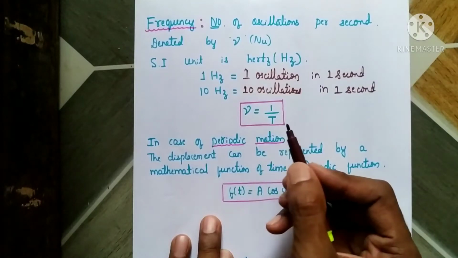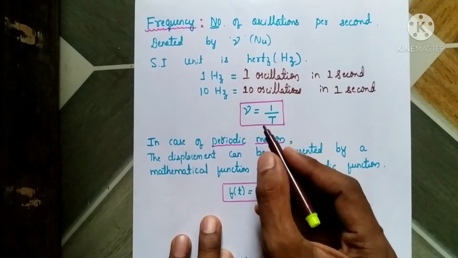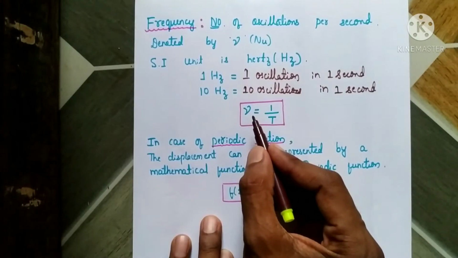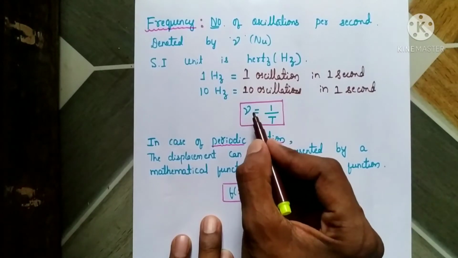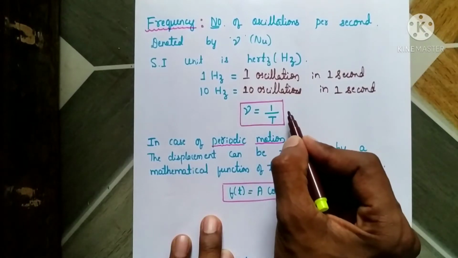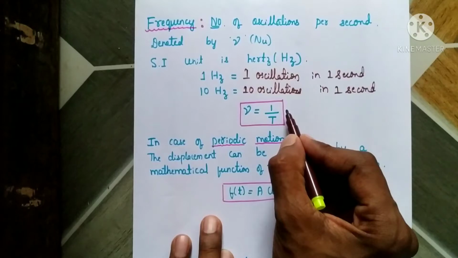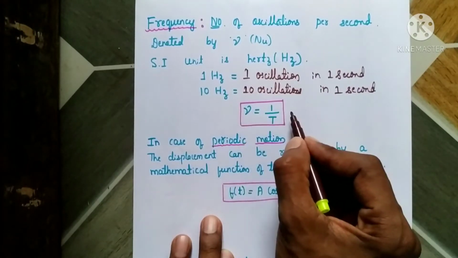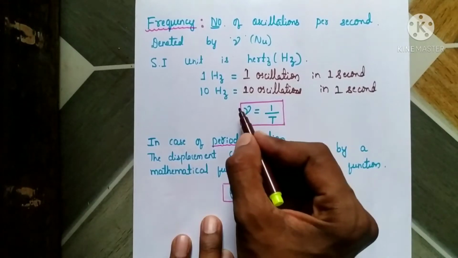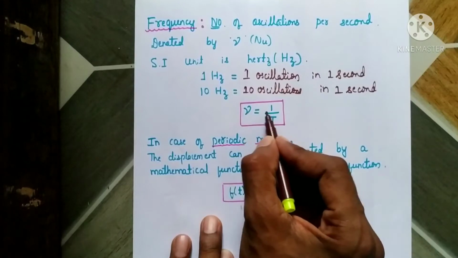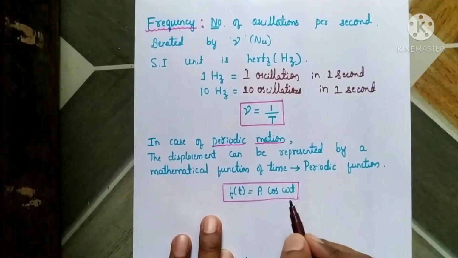And the relation between frequency and time period is that they are inversely proportional to each other, so we can write nu equals 1 by T. That means if the time period is greater, then the frequency is low, and if the time period is smaller, then the frequency is higher. So frequency and time period are inversely proportional to each other.